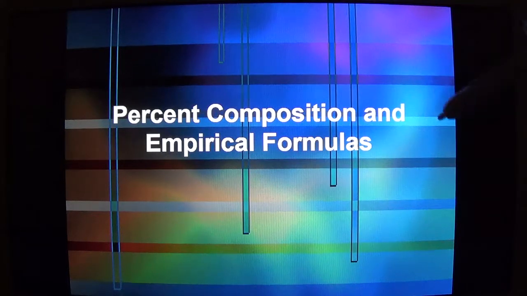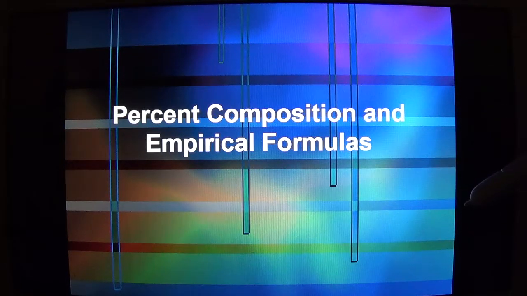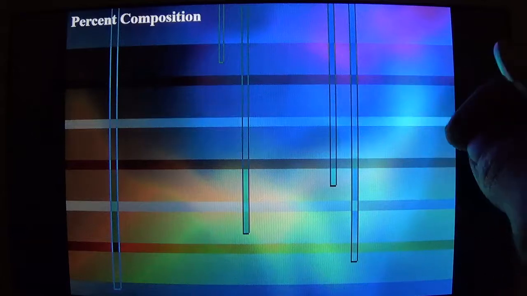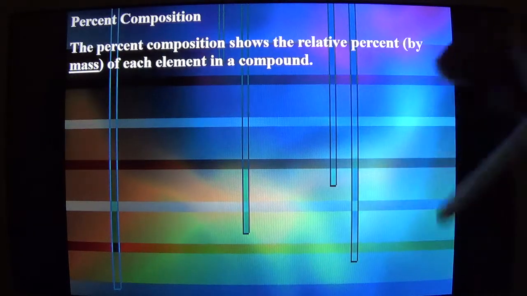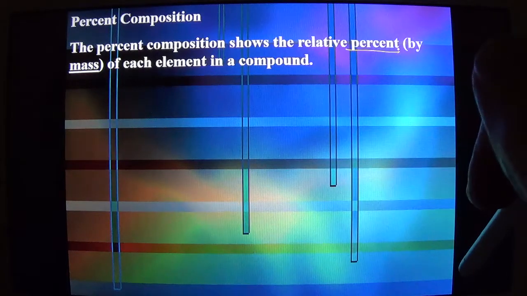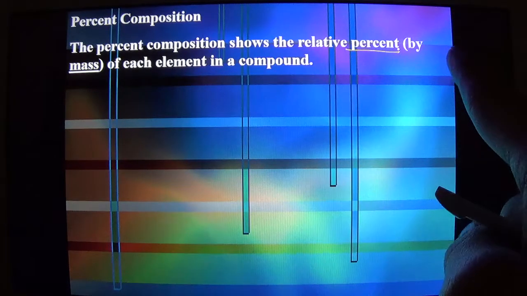Welcome back to Pre-AP Chapter 10, Part 3. We're going to look at percent composition and empirical formulas. Percent composition, like the name implies, tells you the relative percent by mass of each element in the compound.